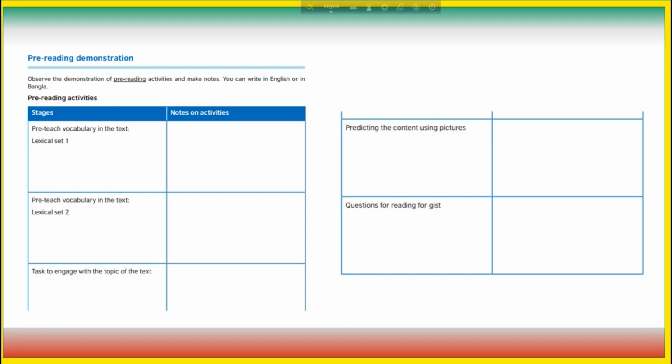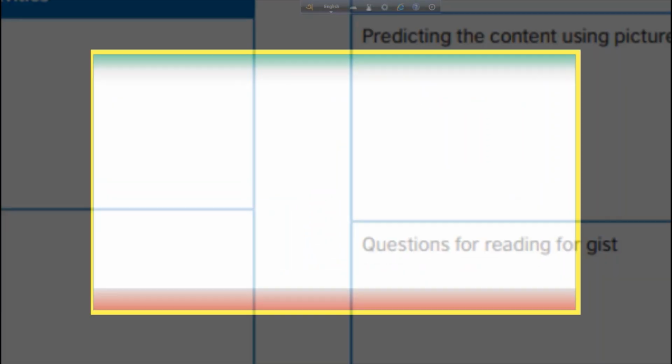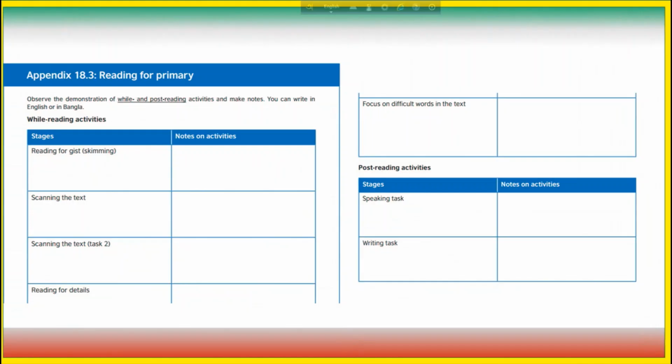Tasks to engage with the topic or the text. Predicting the content using pictures. Describe the content by using the picture. It may be predicting questions for reading for gist. Here these are the 5 stages, and also another reading for primary.